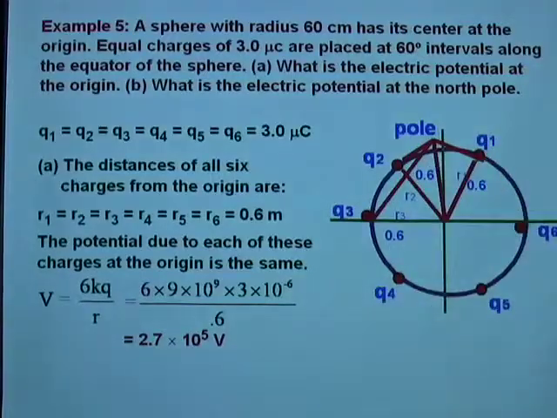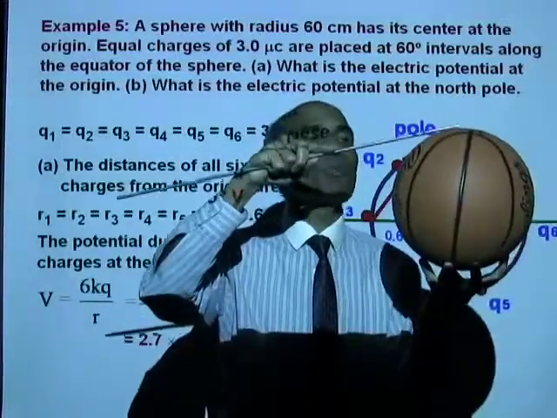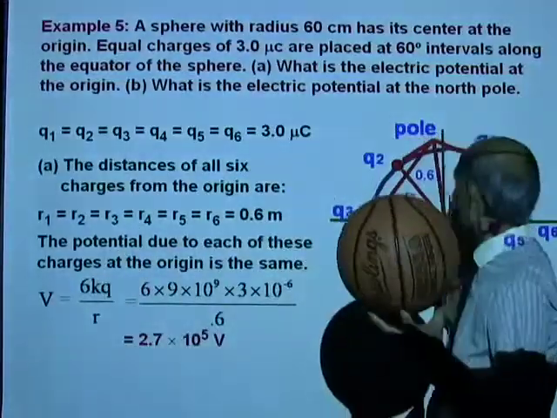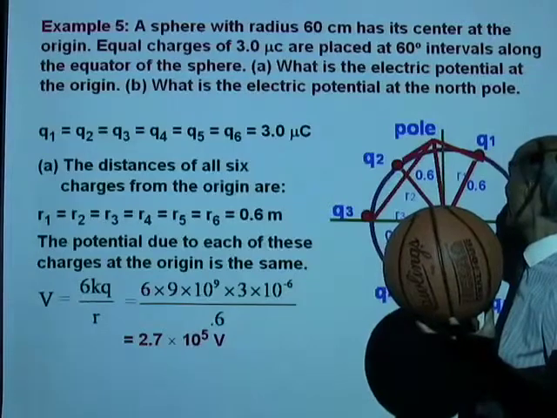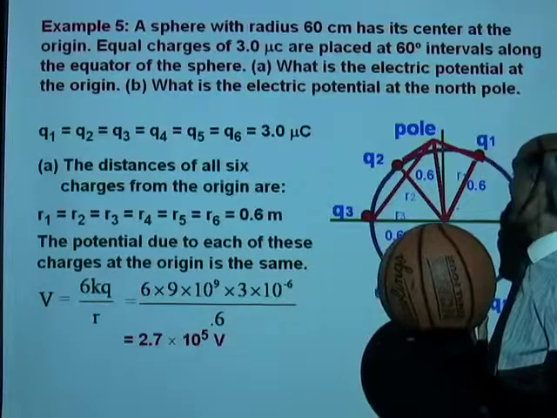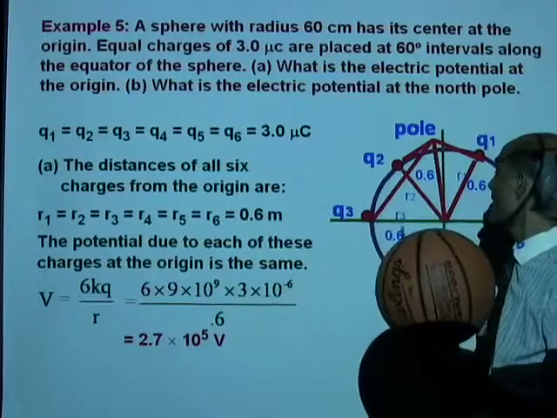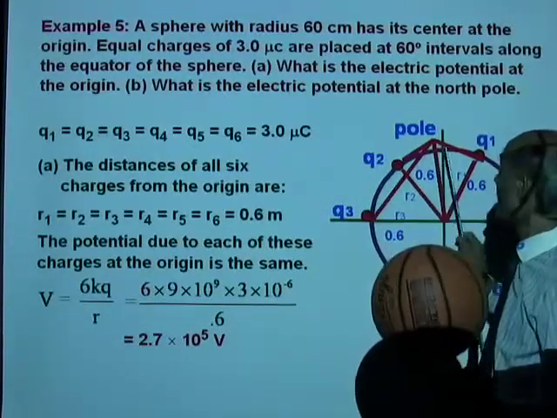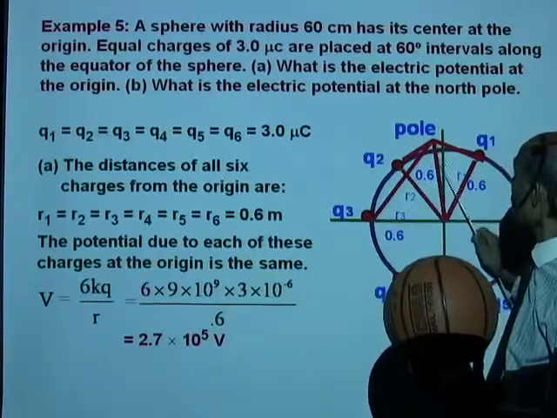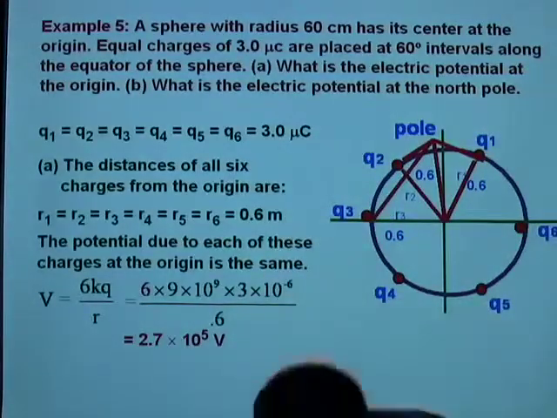You see, if you draw a line from the center to the North Pole, that will be a radius. Now that is what I have actually done here. This is a line from the center to the North Pole. That is the radius, that is 0.6. And the distance from the center to a charge is again the radius, that is 0.6. Now the distance of the North Pole from a charge is the hypotenuse of that right triangle. Now what is the length of the hypotenuse?